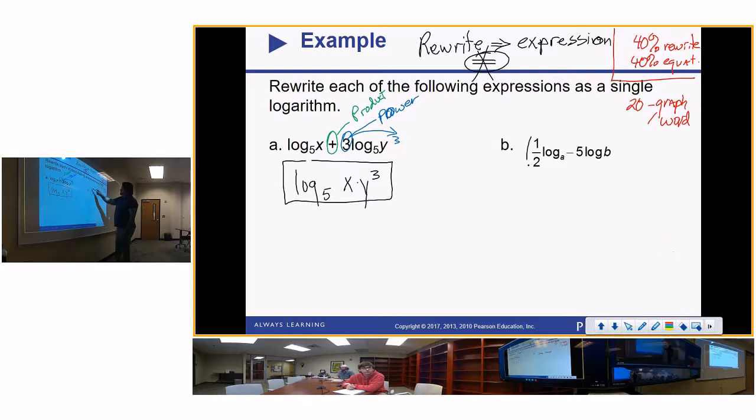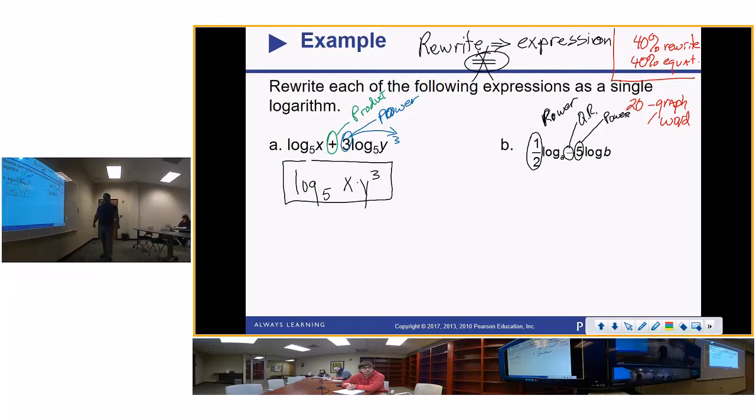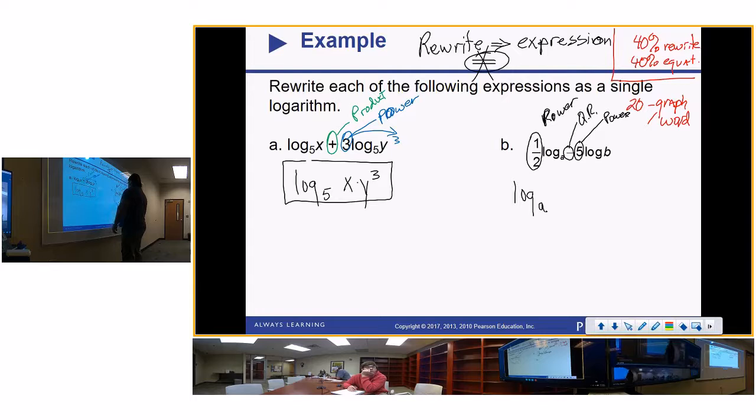And this one, power rule. Power rule, and this is what? Quotient rule. And this is power rule. So I'm going to rewrite this one with division, but first I'm going to bring my powers up. Log base A of 1/2 of 1 to the 1/2 power.